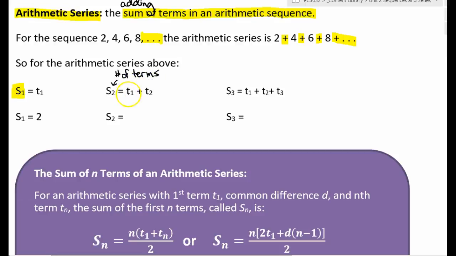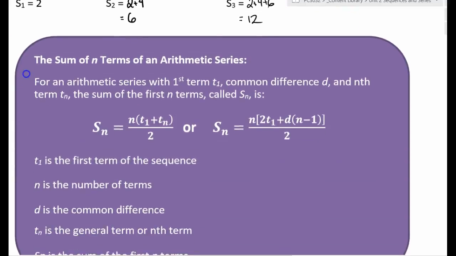well, that means that I'm talking about term 1 and term 2. So it's going to be 2 plus 4, which would be 6. The sum of the first 3 terms would be term 1 plus term 2 plus term 3. So I've got 2 plus 4 plus 6, which is 12.